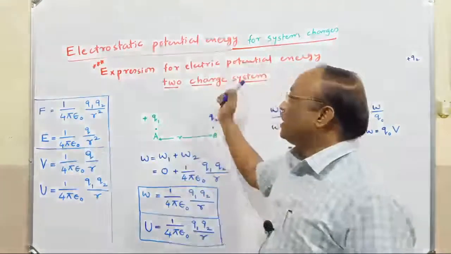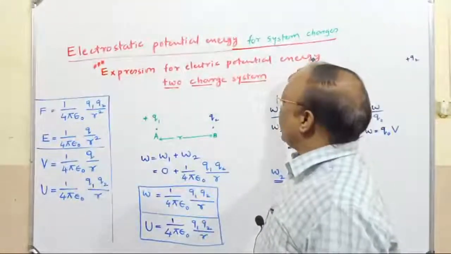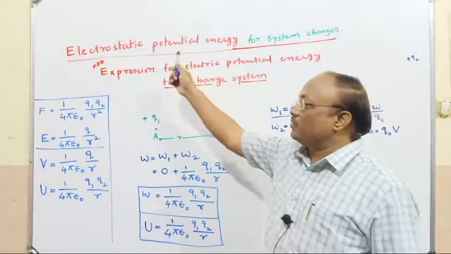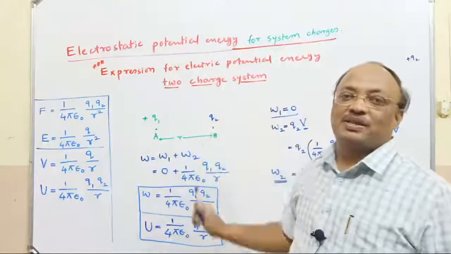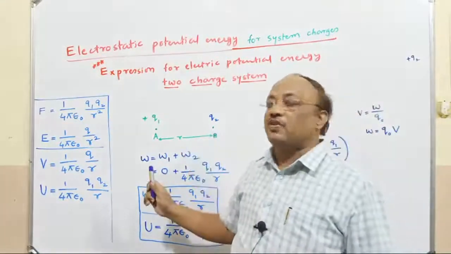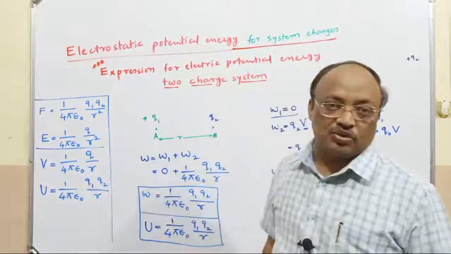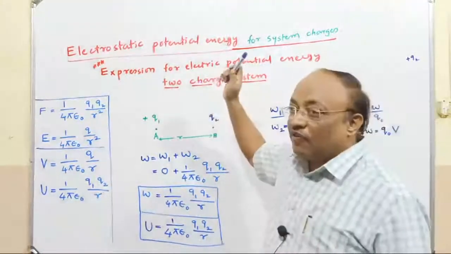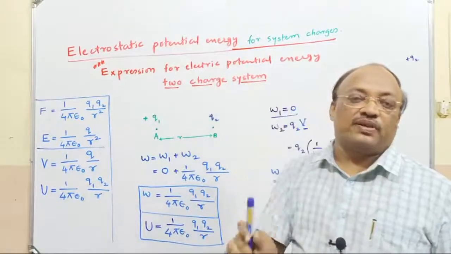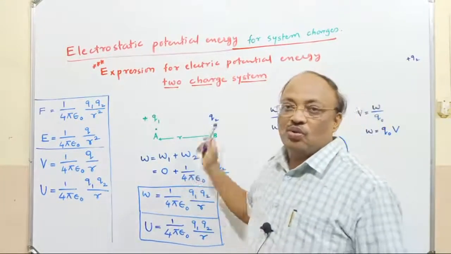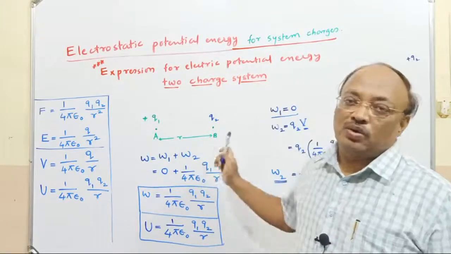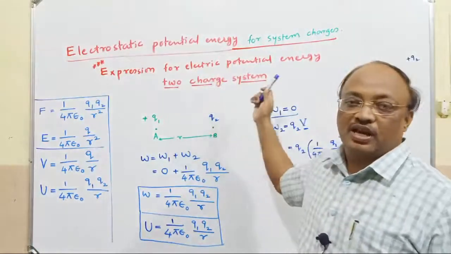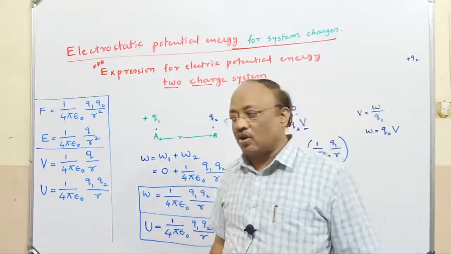Okay, so today, electric potential energy for a two charge system is one of the important questions. Even in our syllabus, we have the expression for a three charge system also. The expression for the electric potential energy for a three charge system is also there in our syllabus. So that also we will discuss in tomorrow's class. Electrostatic potential energy for a three charge system, we will discuss in tomorrow's class.